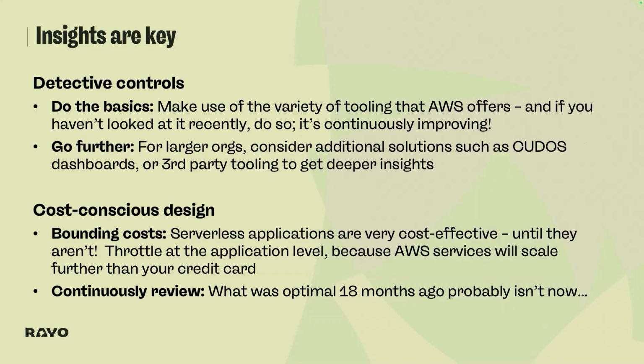Cost-conscious design. If you're application developers, if you're software engineers, think about how your application scales and how far you want it to scale. For commercial organizations, it's normally not a problem because if your site suddenly is delivering 10x the traffic or your application is being used 10x as much, you're probably getting more revenue. If you work in the public sector and your site is doing 10x the traffic, you've probably not had an increase in budget. So think about how you can work within those costs. And then continuously review. What was working or what was good practice 18 months ago probably isn't anymore. AWS's rate of change is not getting slower.